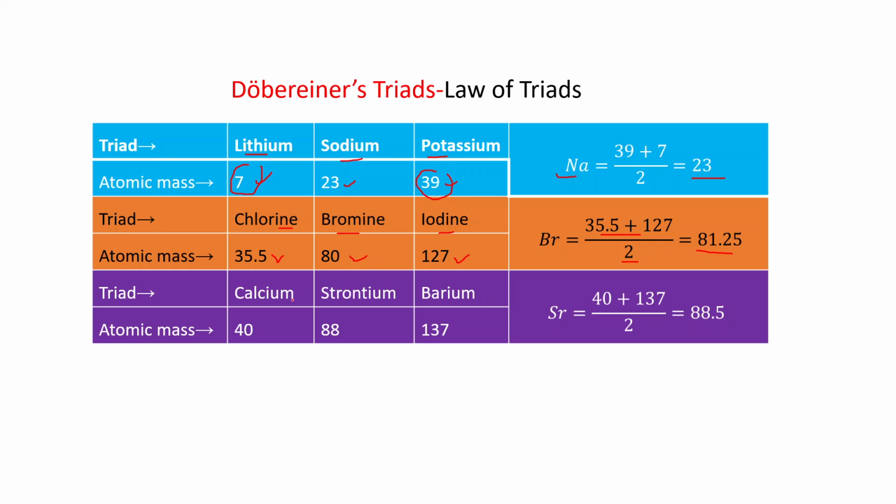In the same way, take another triad, calcium, strontium and barium. If we find the average of the atomic mass of calcium, 40, and the atomic mass of barium, 137, it will come to 88.5, which is nearly equal to the atomic mass of strontium, that is 88.